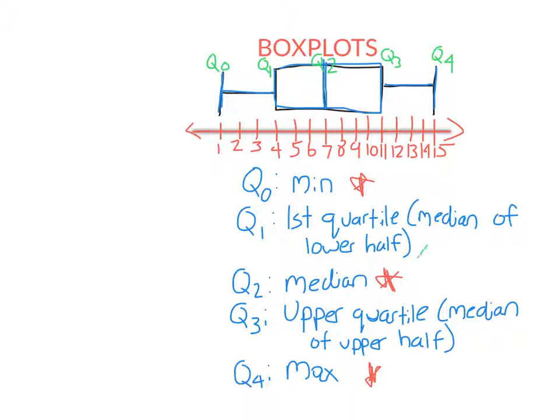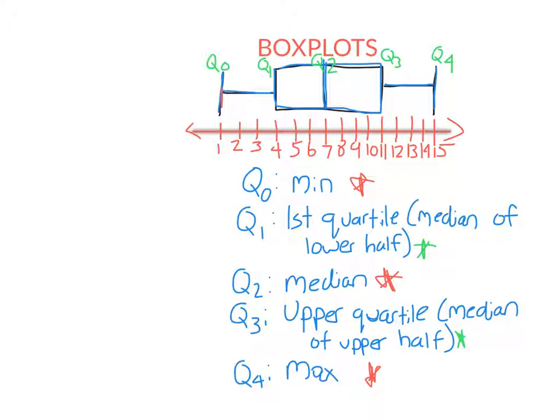So the things that are new are the first and third quartile. To find the first quartile, what we're going to do is divide the data into a lower half and an upper half. The median of the lower half is the first quartile, and the median of the upper half is the third quartile, or Q3. So box plots essentially divide the data into 4 equal groups.